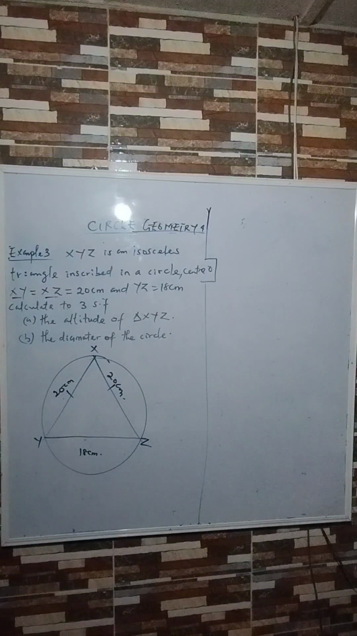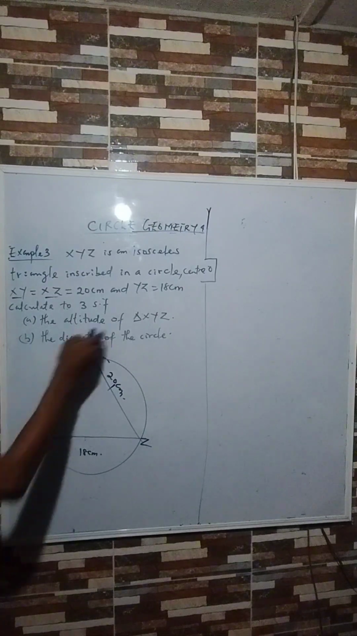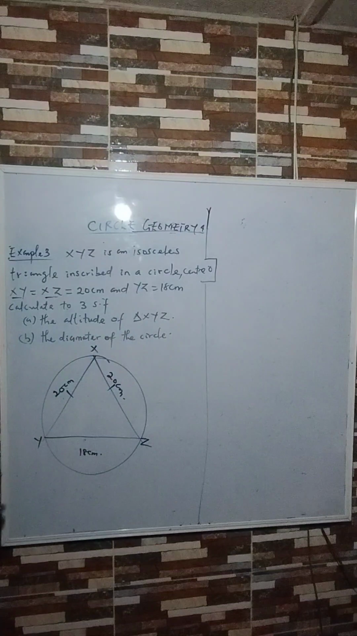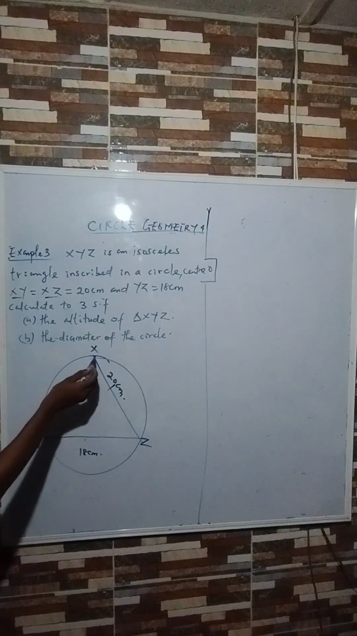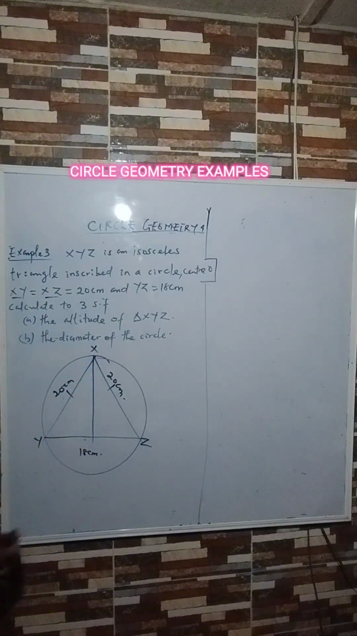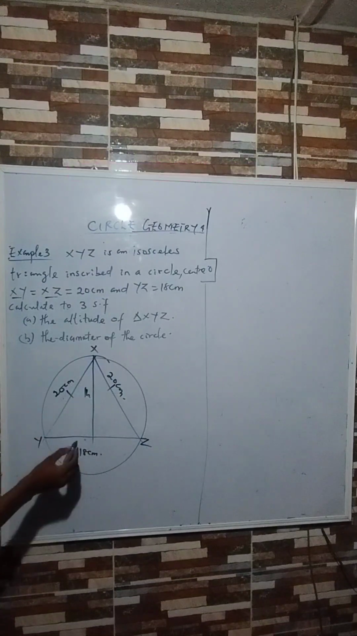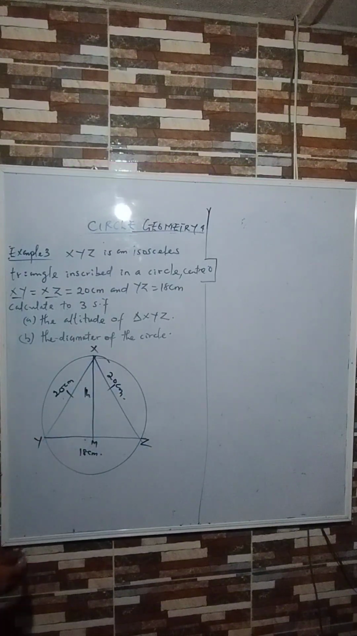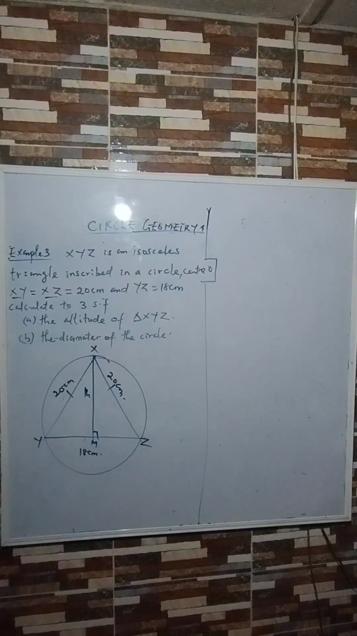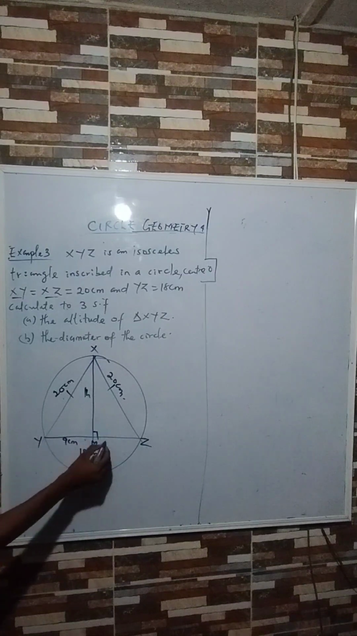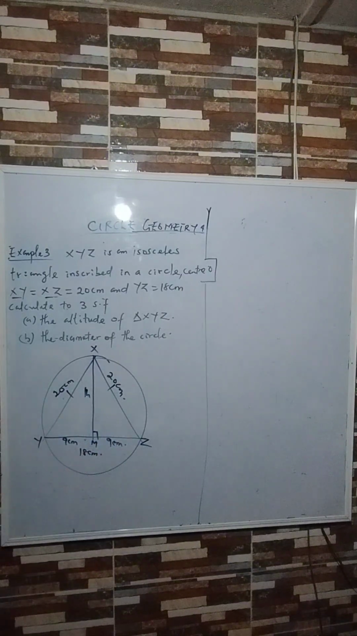We have to calculate the altitude of triangle XYZ. What's the meaning of altitude? Another word, height. We have to calculate the altitude of this triangle XYZ. So if you do this carefully, this is the altitude here. Let's label this point M. We know the meaning of this line: it divides this chord. So that means we can have 9 centimeters here, and also 9 centimeters here.